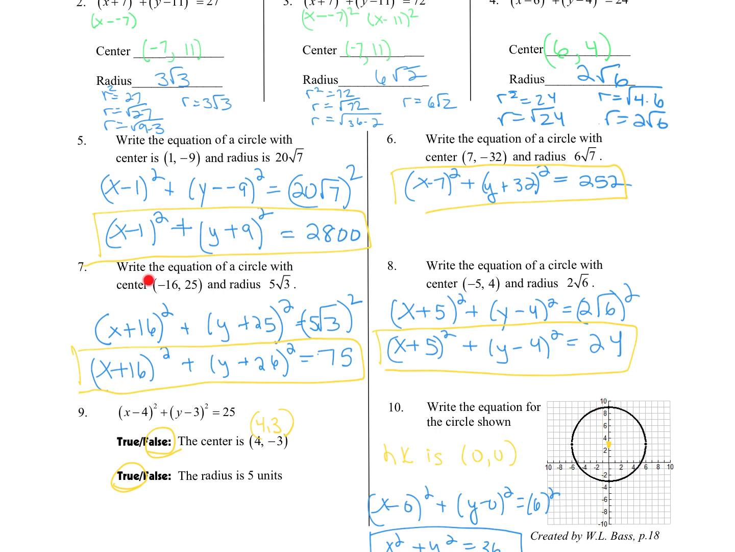Number 7, we need to write the equation of the circle with the center negative 16, 25 with a radius of 5 times the square root of 3. So x minus 16 becomes x minus a negative 16, which turns into x plus 16. Y minus 25 should remain a y minus 25.